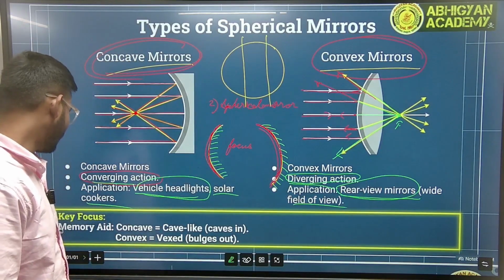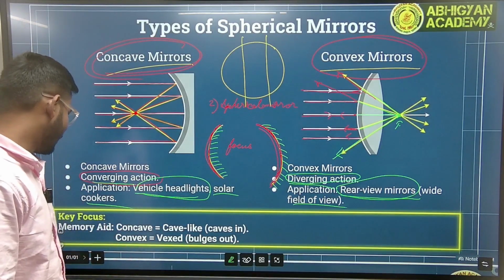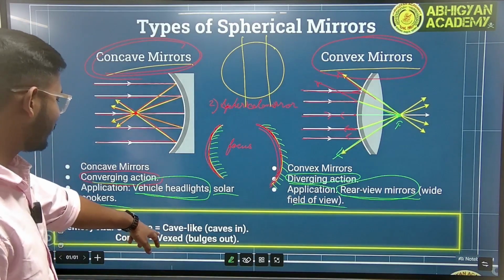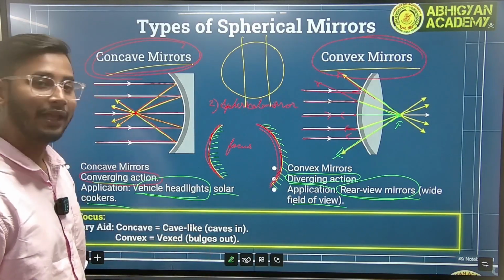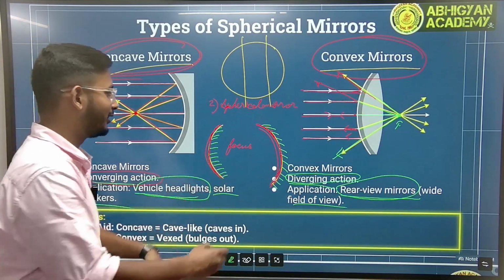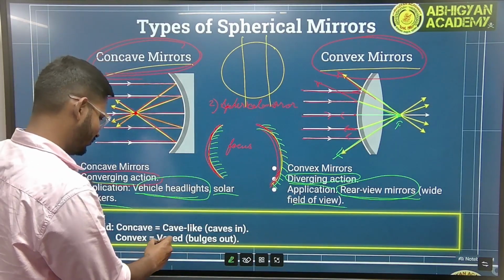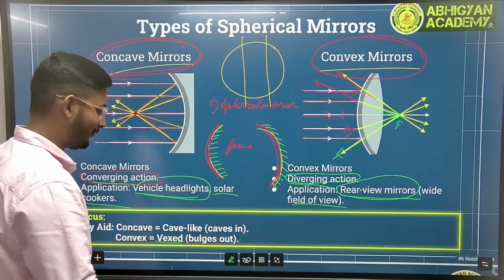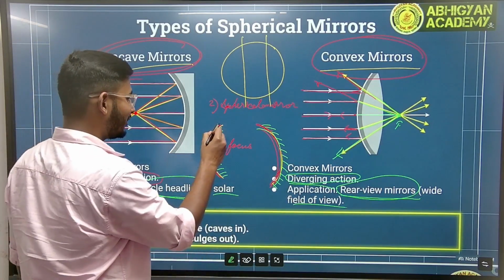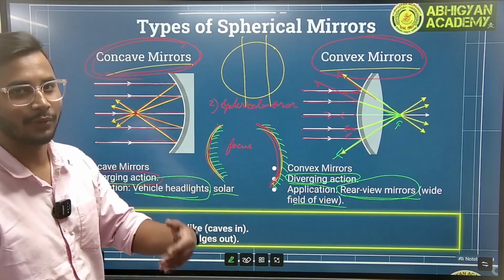Remember, concave is like a cave-like structure, since it is inwards. I already said it is inwards. And convex is like a vexed structure, since its reflecting surface is outwards.